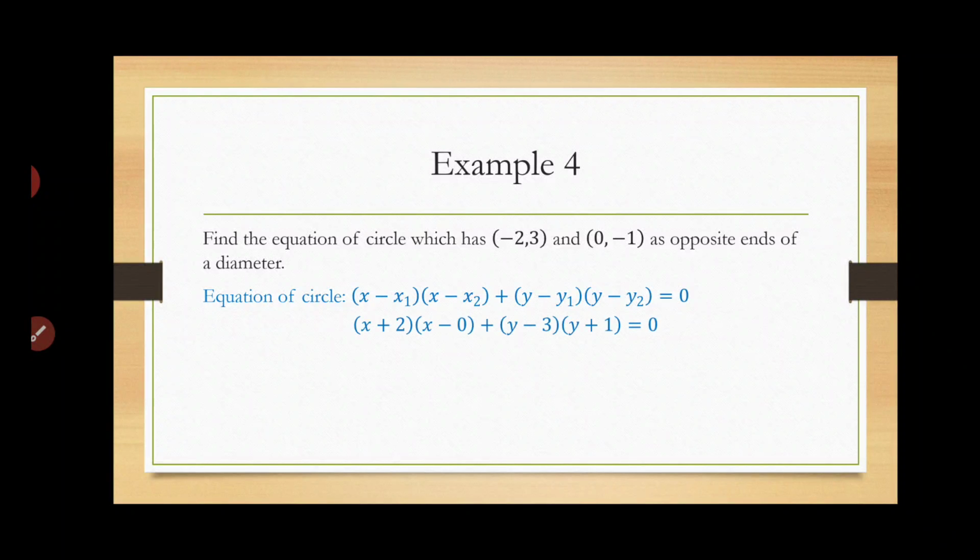So therefore (x + 2)(x - 0) + (y - 3)(y + 1) = 0. Do your calculation, you get x² + y² + 2x - 2y - 3 = 0. So this is your final answer.